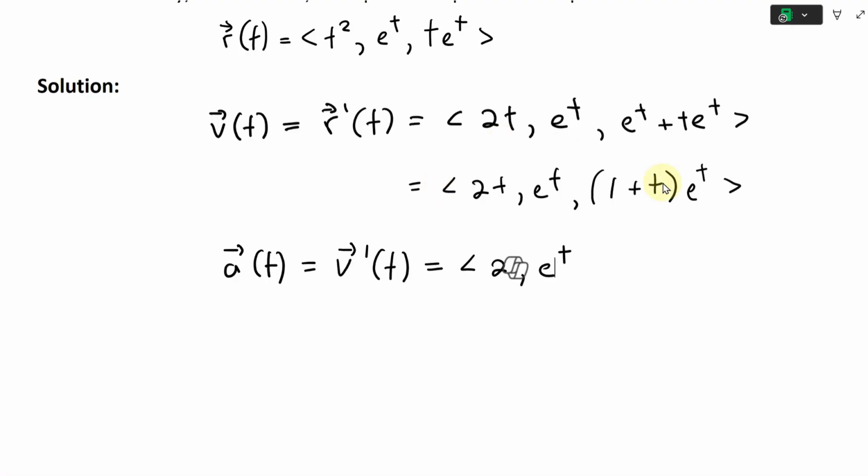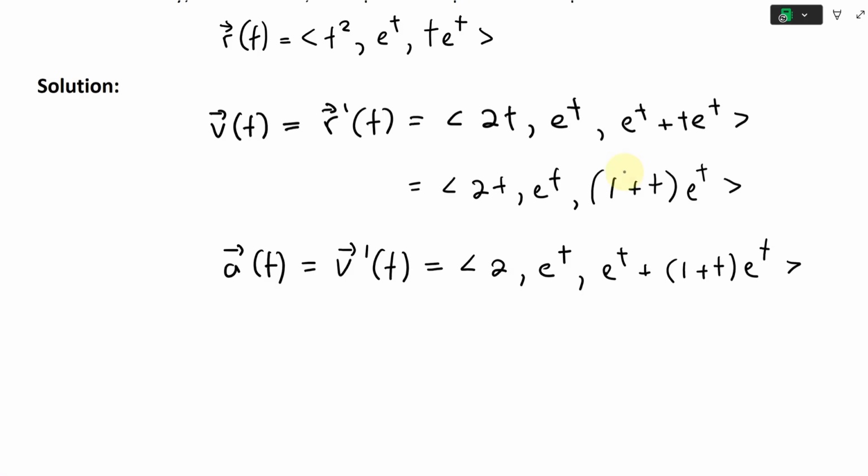And now this one right here, likewise, the derivative of 1 plus t: the 1 goes to 0, and we're going to have a 1 times e to the t. And then again, likewise, plus 1 plus t, using the product rule and the derivative of e to the t, it's going to be e to the t. Like that.